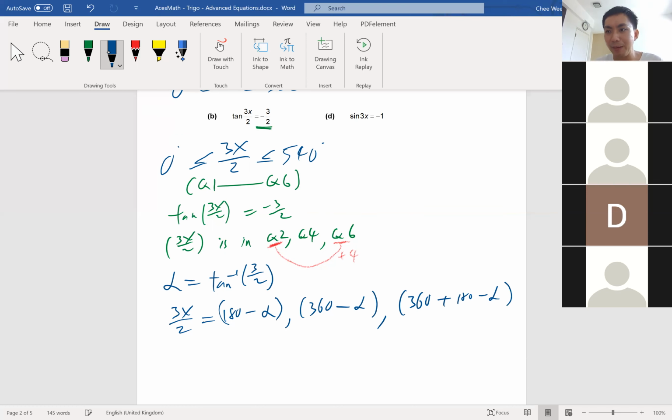Okay, so everybody, you all must understand this. To elevate to the next revolution, it's just plus 360 only. Just think of it as running around a track. That's all. So finally, remember our job is to solve for x, not solve for 3x over 2. So x is thus 2/3 times everything else. Get it now?